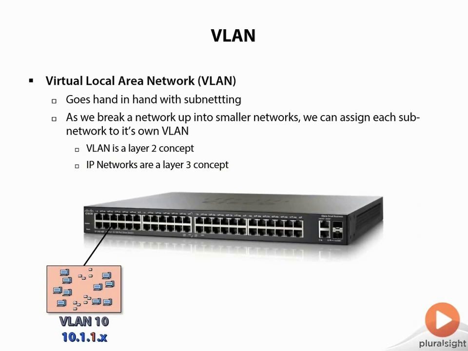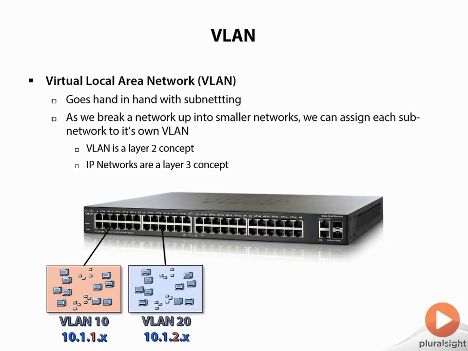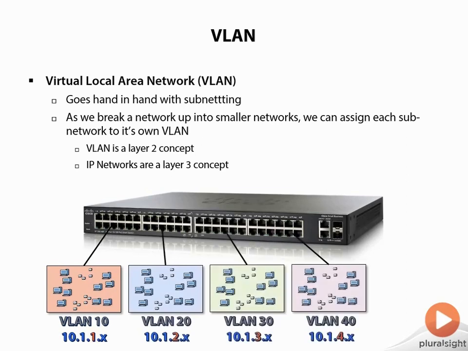VLAN 10, as an example, could use 10.1.1.x. The network denoted here in orange would be assigned to VLAN 10. VLAN 20 would have 10.1.2.x, and then .3 and .4 and so on. So a host at 10.1.1.20, as an example, would be in VLAN 10. A host at 10.1.2.30 would be in VLAN 20. VLAN 30 could be 10.1.3.23, VLAN 40, 10.1.4.45, just as an example.